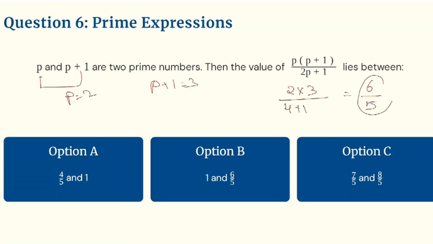Now we need to find out between which options this value will lie. When you see the second option, it is 1 and 7 by 5, and 6 by 5 is approximately 1.2. So this was the correct answer, because this is 1 and 1.4, so 1.2 will lie in between them. So the answer will be the second option.